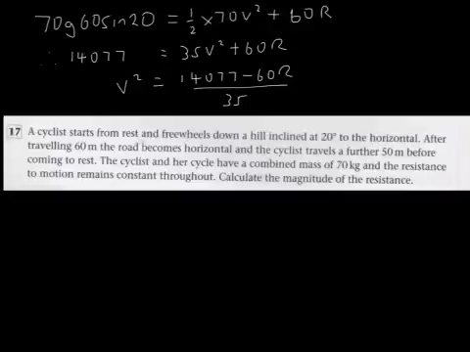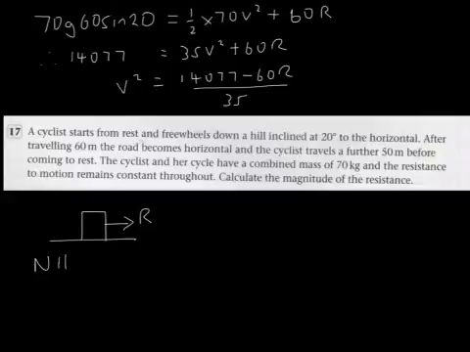So here's the question again. We've done the first bit, but then the road becomes horizontal and the cyclist travels a further 50 metres before coming to rest. So let's draw a diagram. Here's the cyclist. There's still the resistance. She's moving in this direction. So the only force acting on the cyclist is the resistance R.